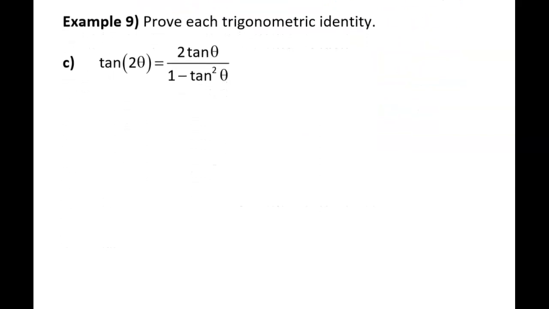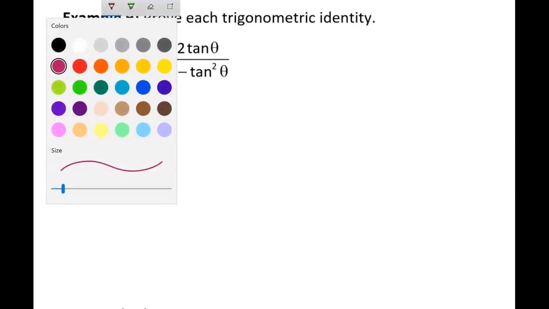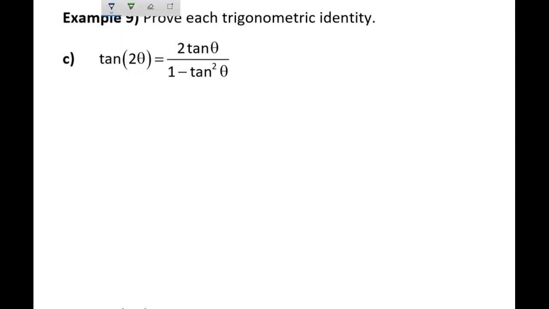This one looks tricky. Tangent of 2 theta is equal to 2 tangent of theta over 1 minus tangent squared of theta. So even though the other side looks more complicated, I think it'd be best for us to work on the side that is the tangent of 2 theta. So tangent of 2 theta can actually be written as tangent of theta plus theta, right? Because x plus x is 2x, theta plus theta is 2 times theta.